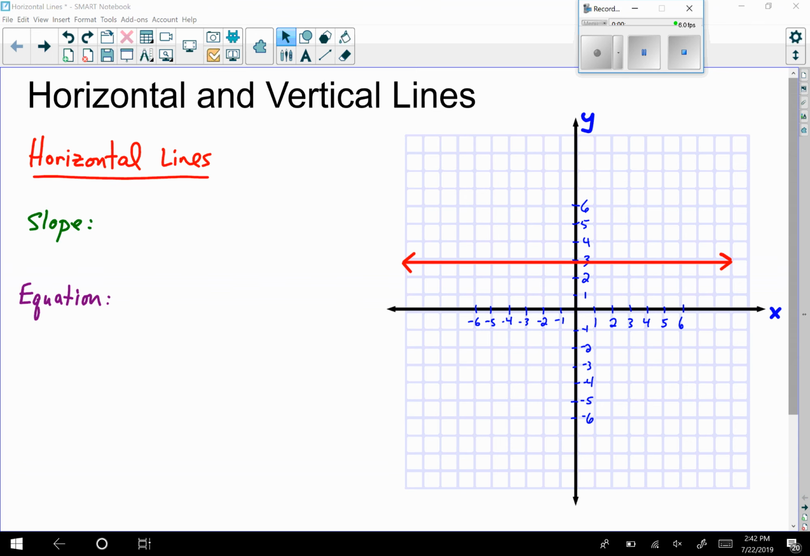In this lesson, I'll talk about horizontal and vertical lines. I'll discuss the slope and the equations of each type of these lines, as well as how to graph a line given the equation. So let's first take a look at horizontal lines. If you notice, I have a horizontal line graphed over here.